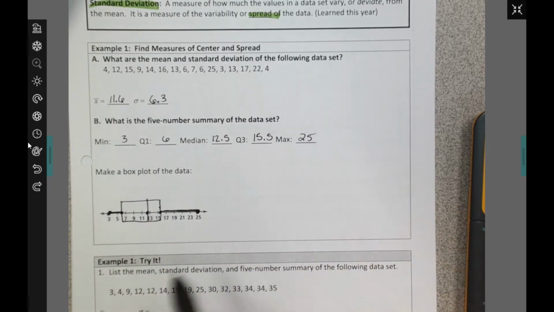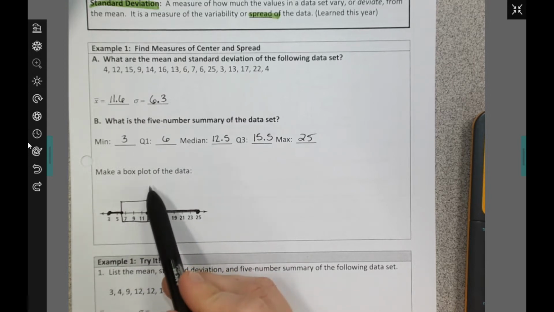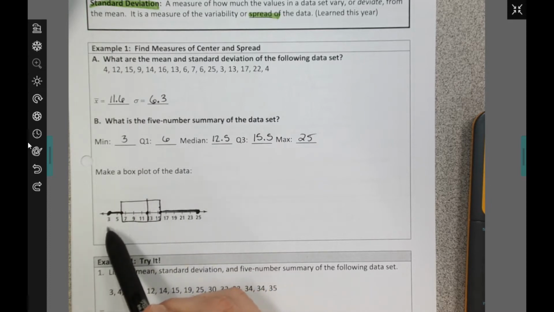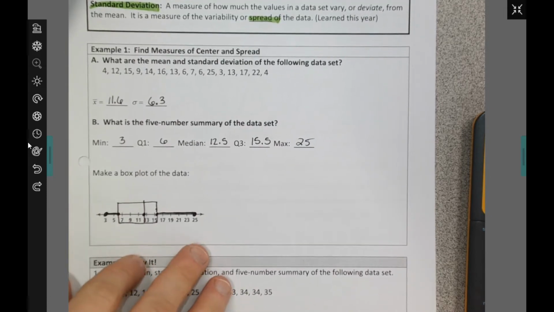With a box plot, remember that each of these sections represents 25% of the data, and that the line in the middle is the median. So half your data is to the right of it, half your data to the left. But like I mentioned, that should all be prior knowledge. So that's example 1. Example 2 is where the new stuff starts coming into play.